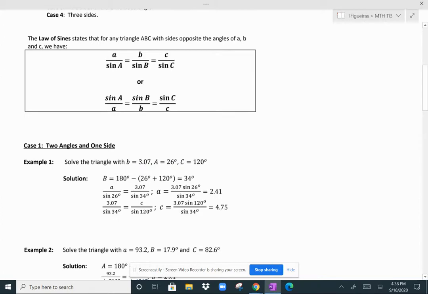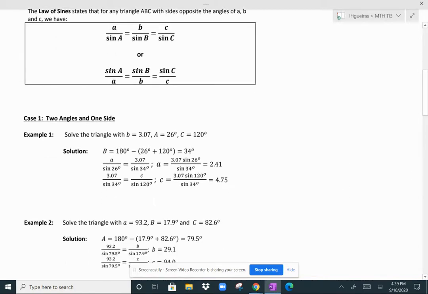So the ratio to solve for side c is 3.07 over the sine of 34 degrees, which equals c over the sine of 120 degrees. So if I multiply both sides by sine of 120, you get that c is equal to that fraction. And so using a calculator, you get that c is 4.75 units.